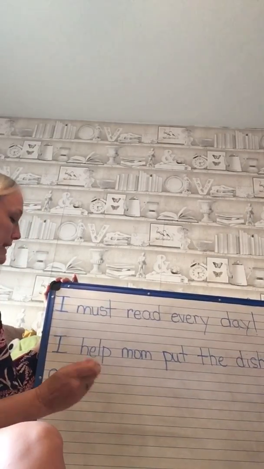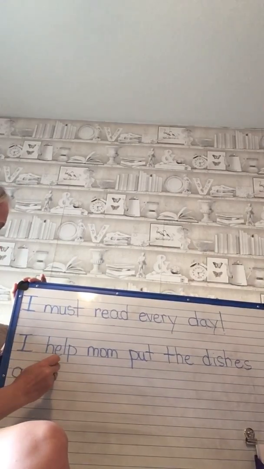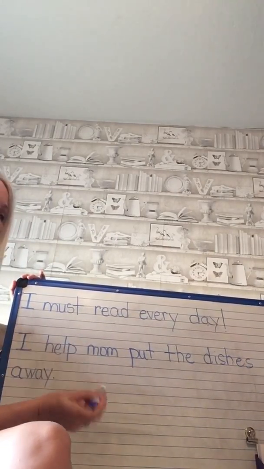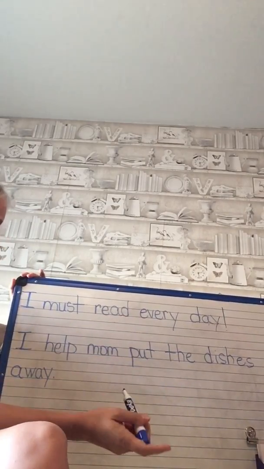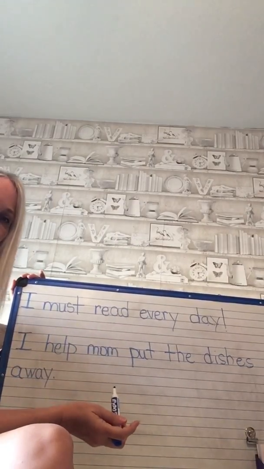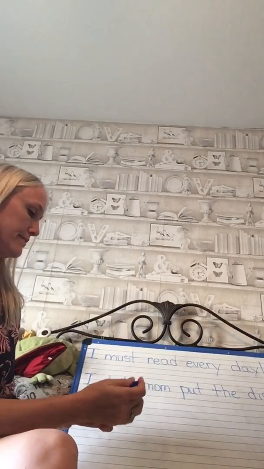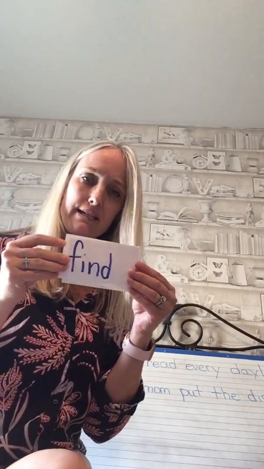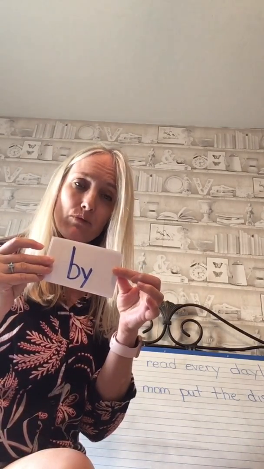Period. Okay, let's read it to make sure it makes sense and I didn't leave any words out. I help Mom put the dishes away. Now, do I have a capital? Yes. Do I finger spaces? Yes. Did I remember lower cases? Yes. And do I have punctuation? Yes. Okay. Now it's your turn to take your new sight words, find, there, and by, and write your own sentences. Okay, can't wait to see.